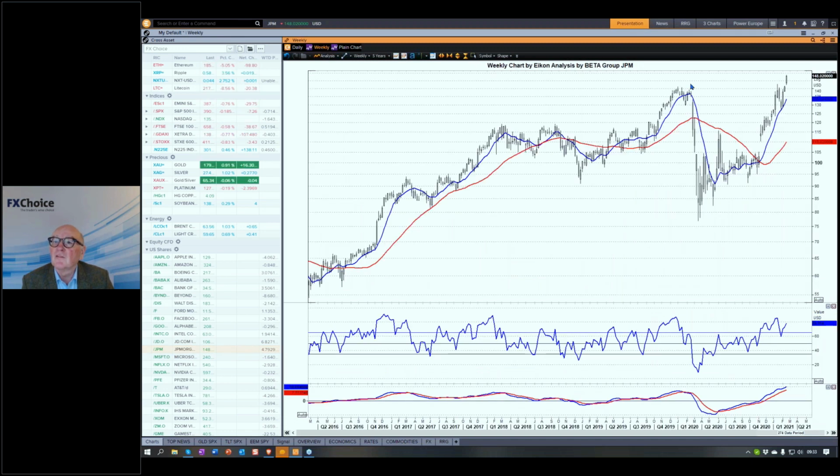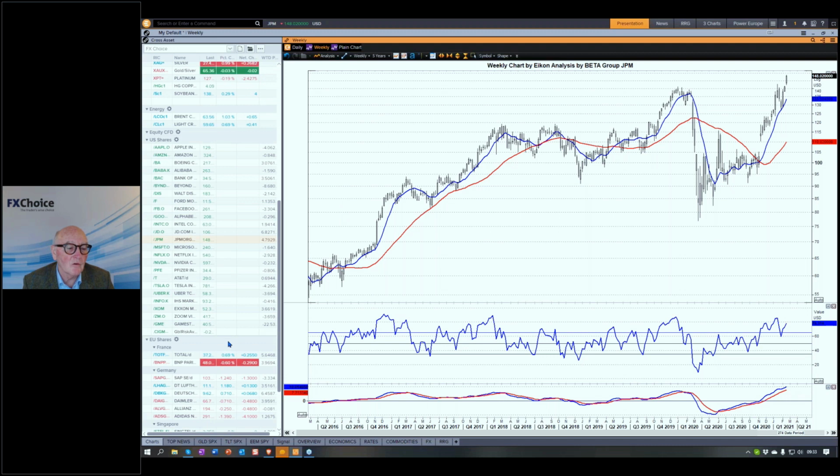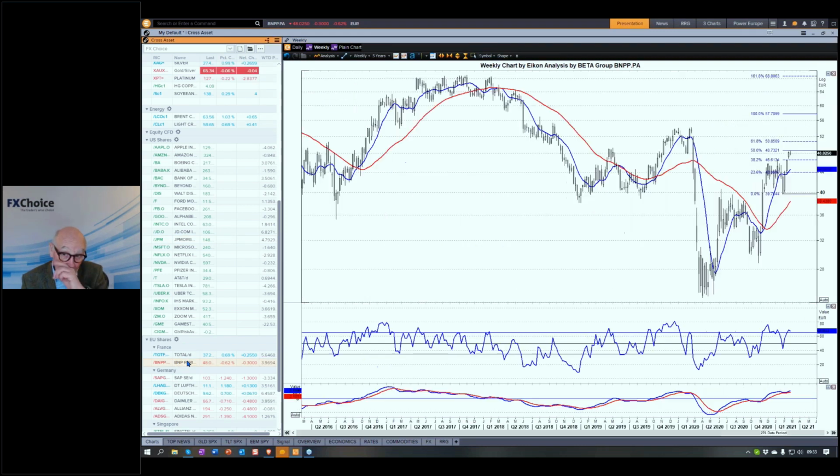So let's just see here. Look at that, breaking this 2020 high here. And so the US bank stocks are looking good, but don't forget the European bank stocks too. They come from a lower level and therefore potentially offer more swing to them. This is BNP Paribas, and this is going up strongly. This is the weekly chart here.